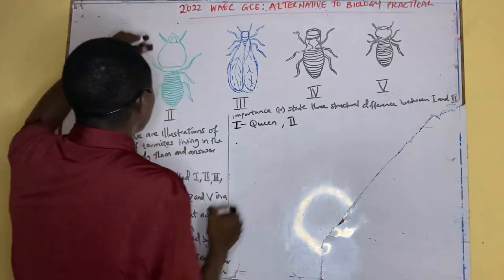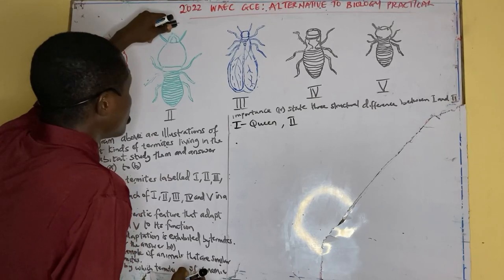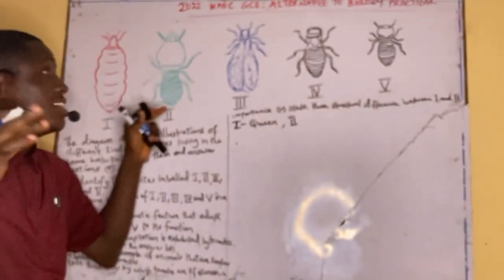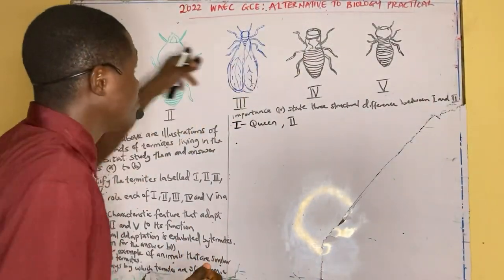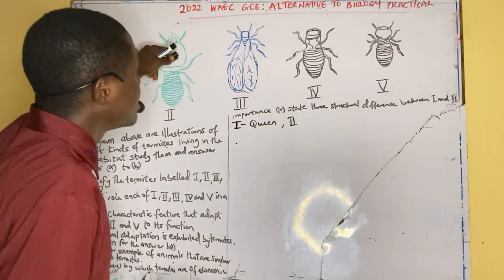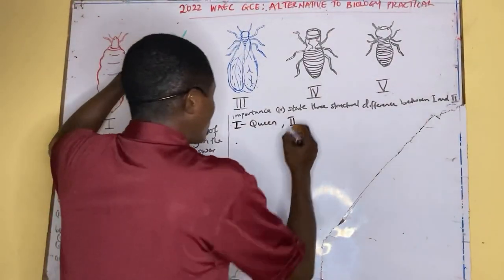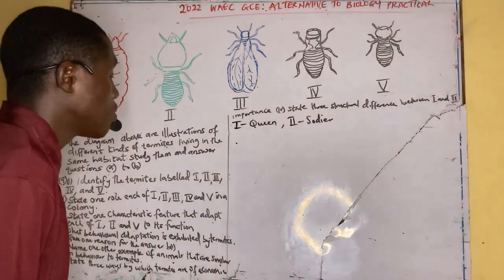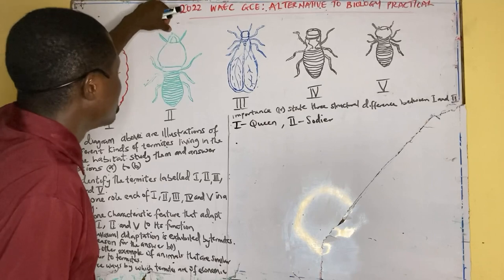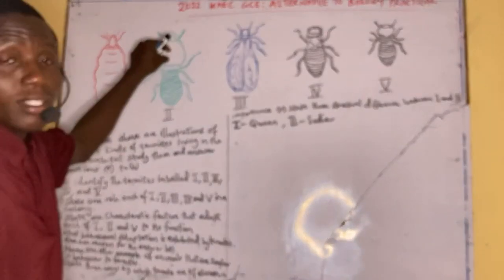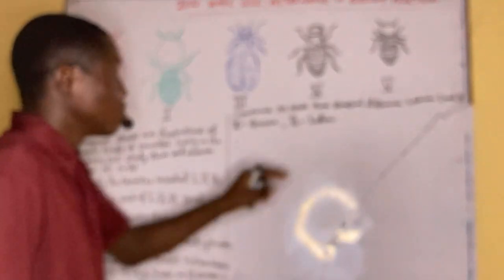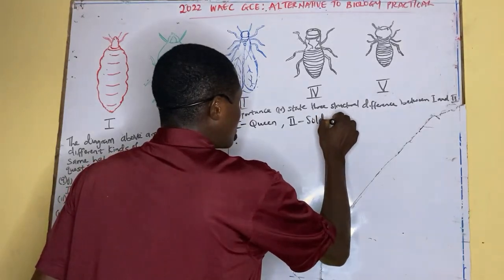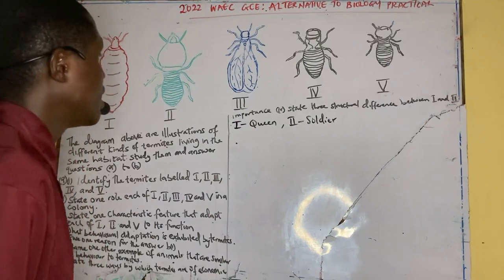Now, look at figure 2. We can see a strong mandible here, and a strong, big head. The only termite that has a big head among the five types of termites that we have here is this one. This is the soldier termite. Some people call it the mandibulate termite because it has big mandibles and a large head. Ensure that your spelling is correct: soldier termite.